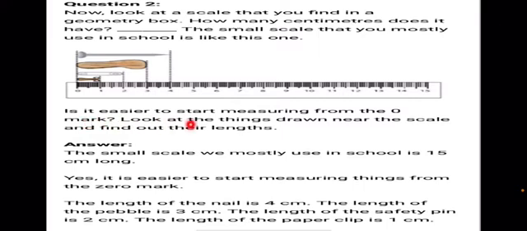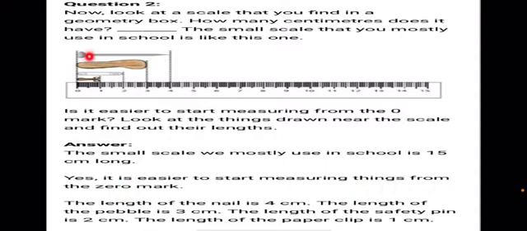Is it easier to start measuring from the 0 mark? Look at the things drawn near the scale and find out their lengths. So here we are using a proper scale and it is starting from 0. Yes, it is easy to measure. So it is easier to start measuring things from the 0 mark.